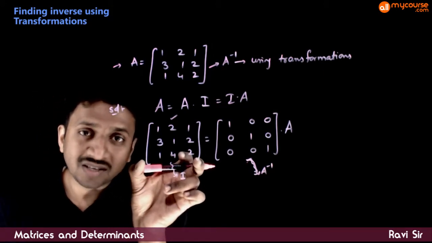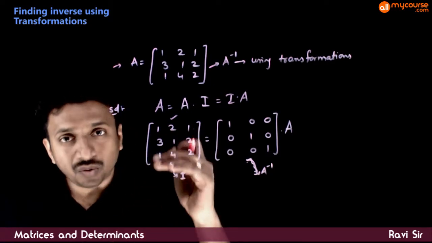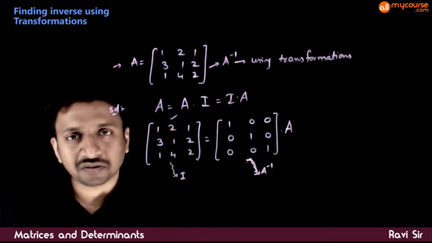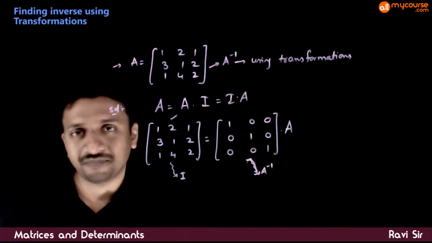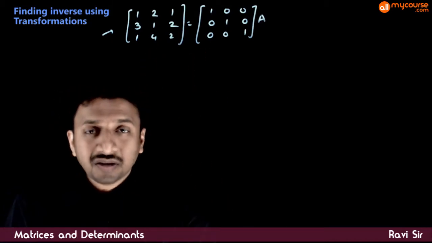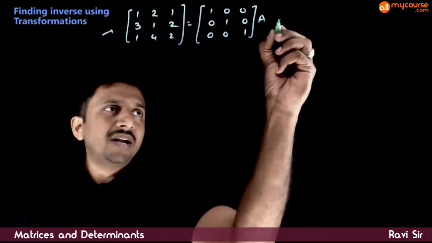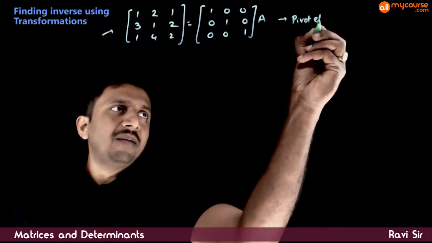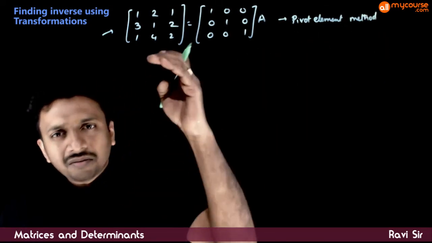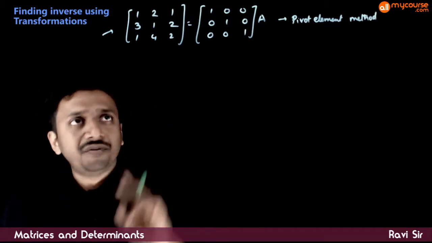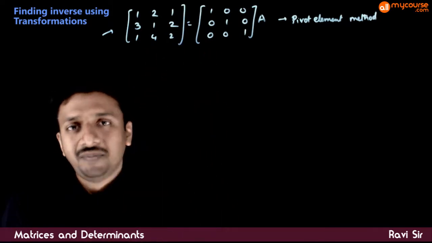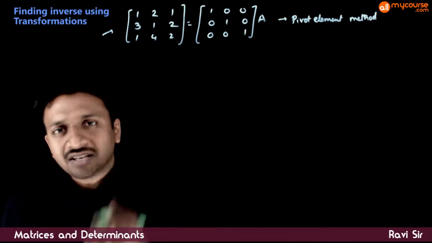So how to convert this into identity matrix? If you use the standard algorithm, any inverse can be found out in 4 steps. So let us try to find what those 4 steps are. To find the inverse of a given matrix using elementary transformations, we have a fixed algorithm called pivot element method. So you use this method. After 4 steps, you always get the answer. If you don't use this method, you get confused. It's not very easy to convert this matrix into an identity matrix if you arbitrarily do the transformations.